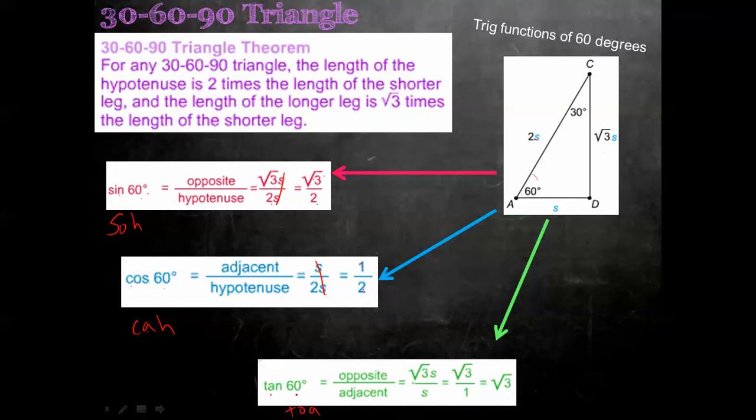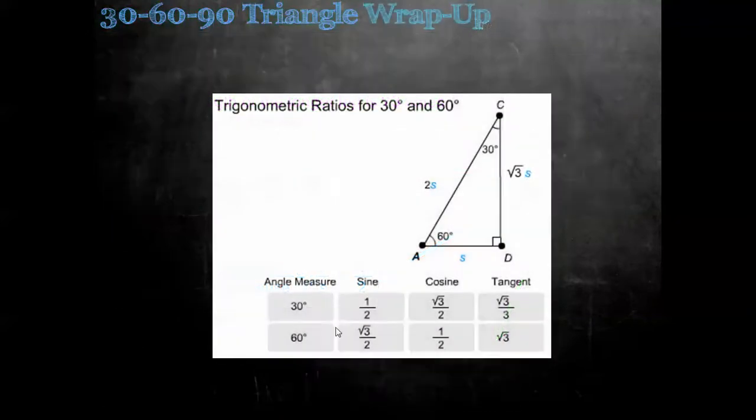Tangent 60 is going to be opposite over adjacent. That's square root of 3 times S, and the adjacent is going to be S. Here S cancels out, and we have that 1 on the bottom. So tangent 60 is just going to equal square root of 3. Here's a chart to help you remember this.